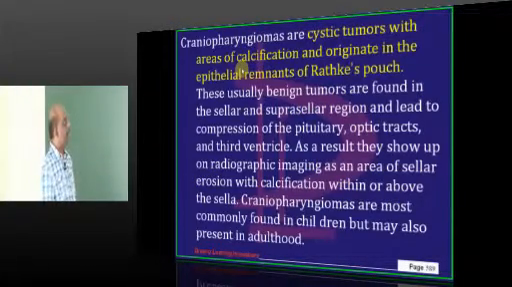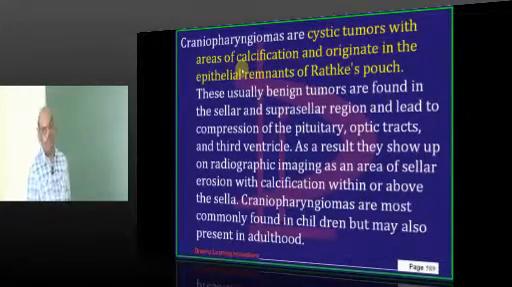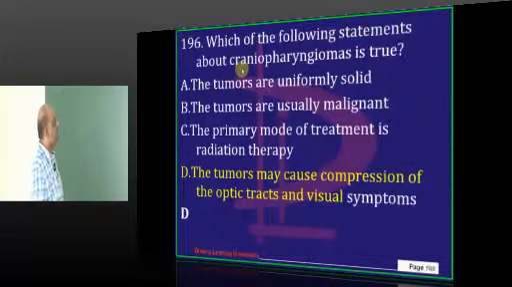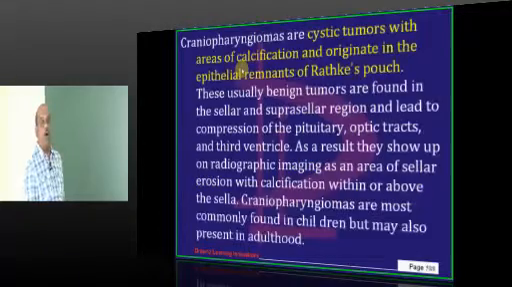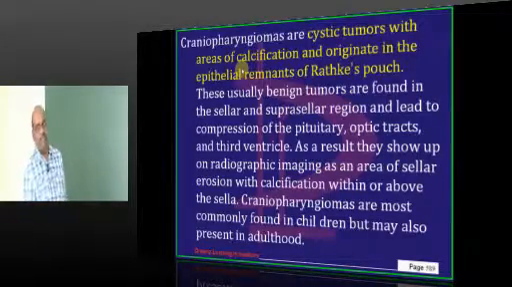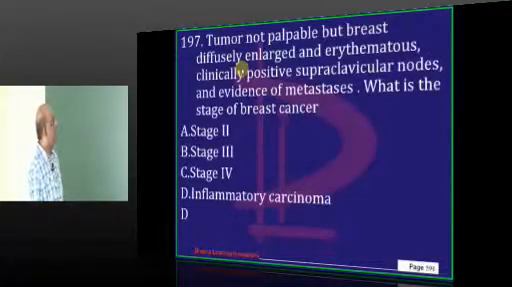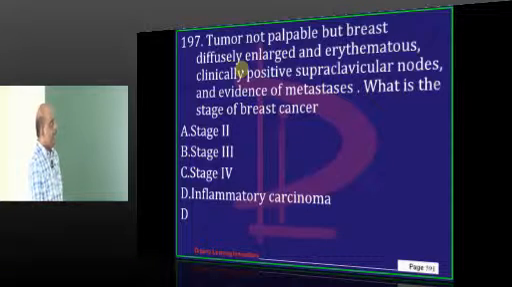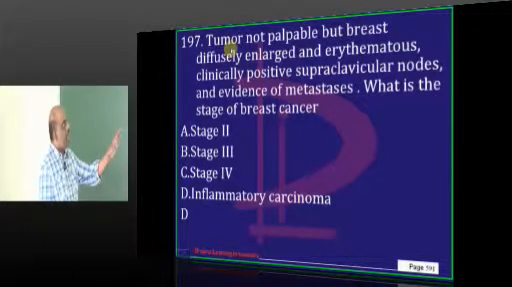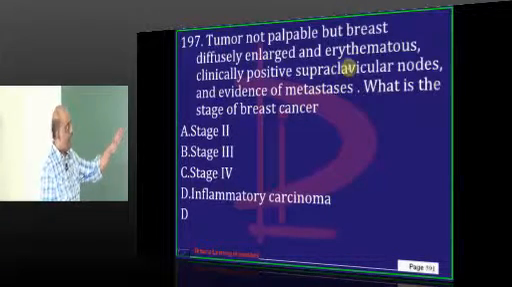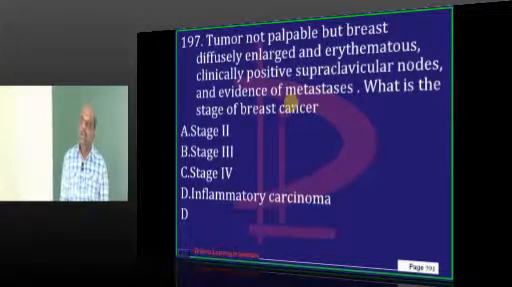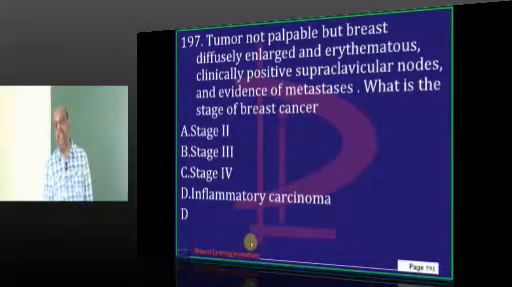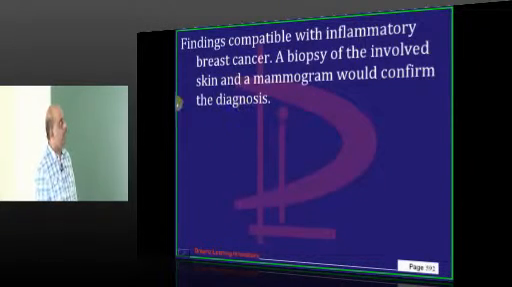Craniopharyngiomas, they are fundamentally cystic tumors with calcification originating from Rathke's pouch is what needs to be remembered. They can compress and can lead to optic chiasmal defects just like pituitary adenomas. Now doctor, diffusely enlarged breast which is erythematous with supraclavicular lymph node involvement, which stage do you call it? It's an example of an inflammatory breast cancer is what needs to be remembered.